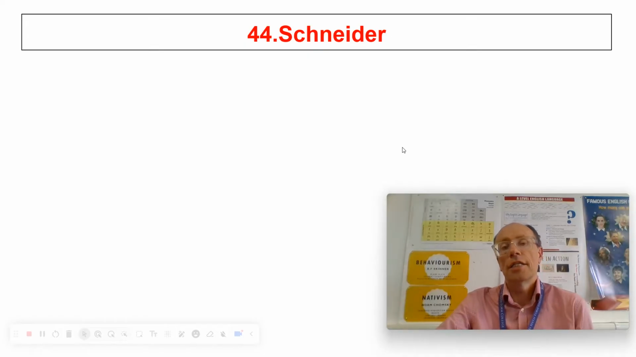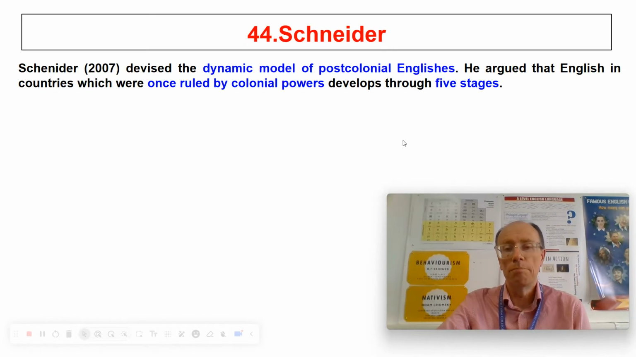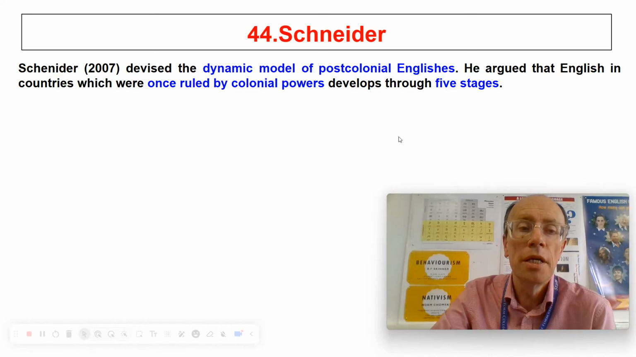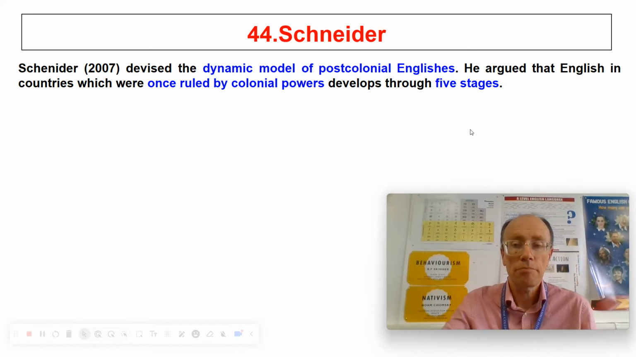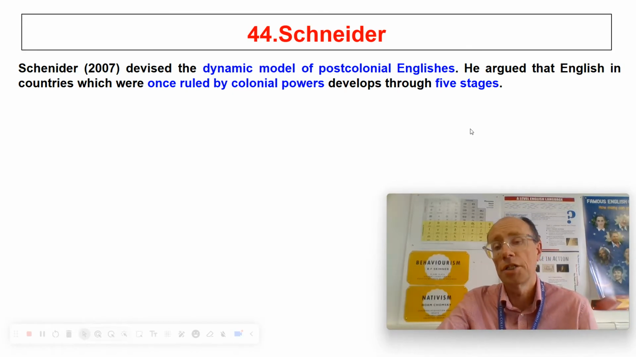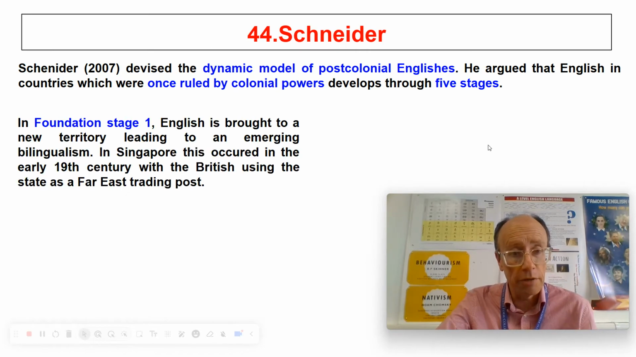Schneider is concept 44, marvellously Germanic name. So in 2007, Schneider devised the dynamic model of post-colonial Englishes. And what he's arguing is that English in countries which were once ruled by colonial powers develops through 5 different stages. And here are those stages.